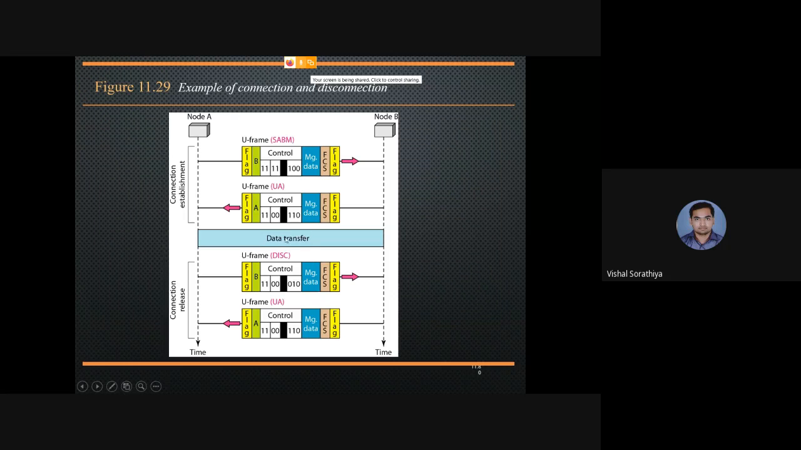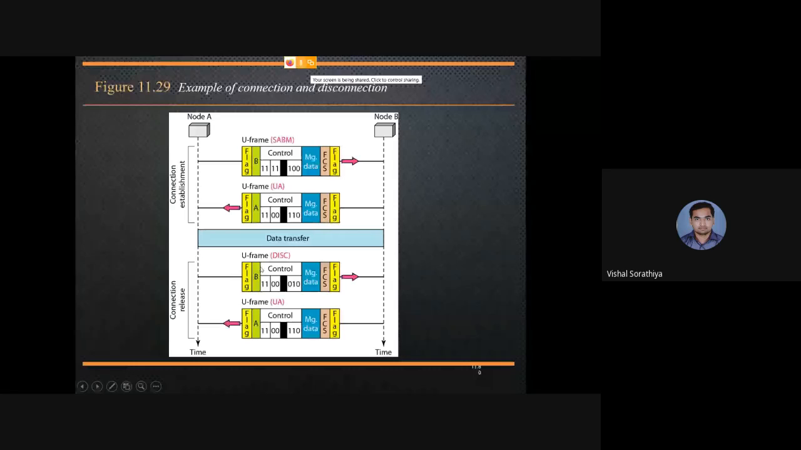So what happens during data transfer? Like, what is in between in data transfer? The I-frame control sequences are there, and information replaces management, the rest of the stuff remains as it is. After the data transmission is over, what will the U-frame do? Now the U-frame will generate, from node A, a disconnection request.